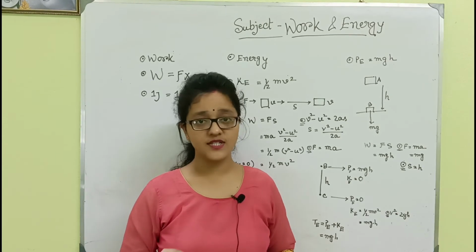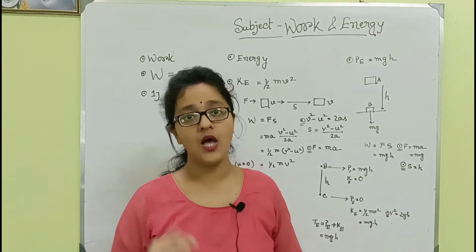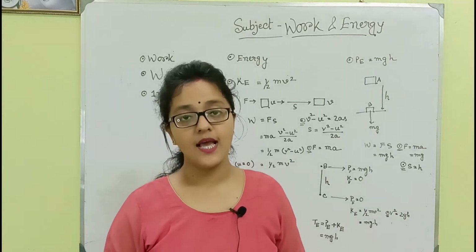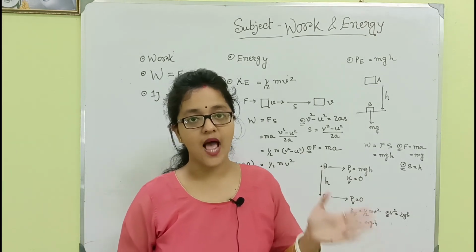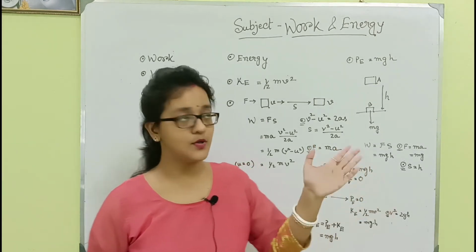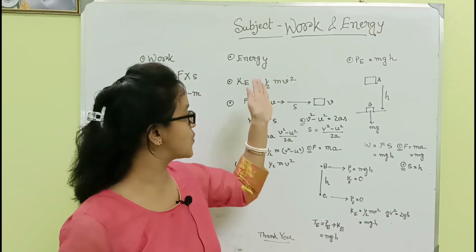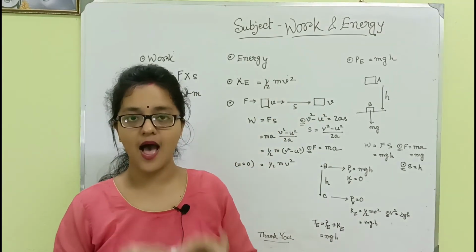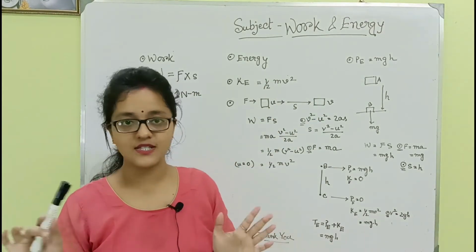Kinetic energy is possessed by the object due to the motion of the object. Okay, kinetic energy is actually half of the product of the mass of the object and the square of the velocity of the object. It is half mv square.